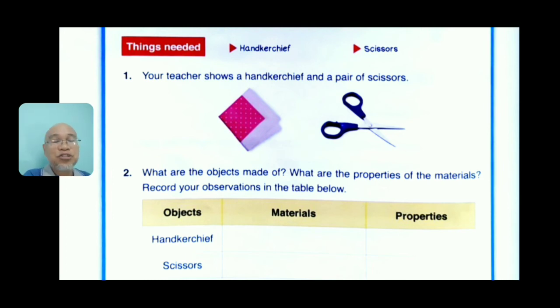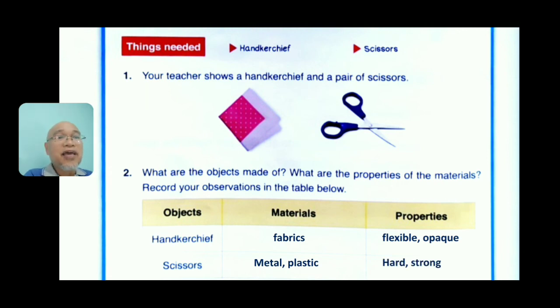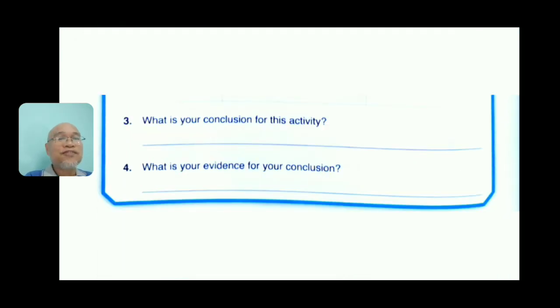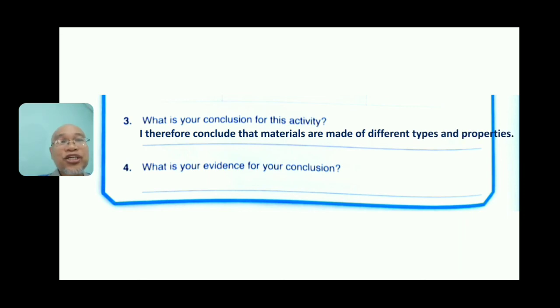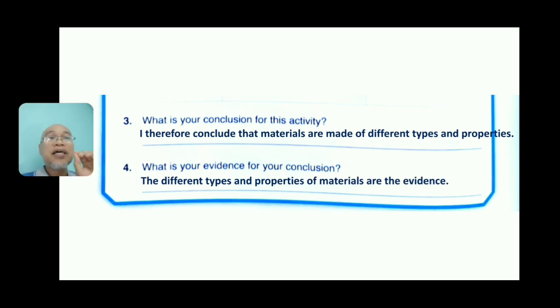Well, as you can see, the handkerchief is made of fabric. And the properties, it's flexible and opaque. The scissors are made of metal and also plastic. And they are hard and strong. Now, what is your conclusion for this activity? I therefore conclude that materials are made of different types and properties. What is your evidence for your conclusion? The different types and properties of materials are the evidence.